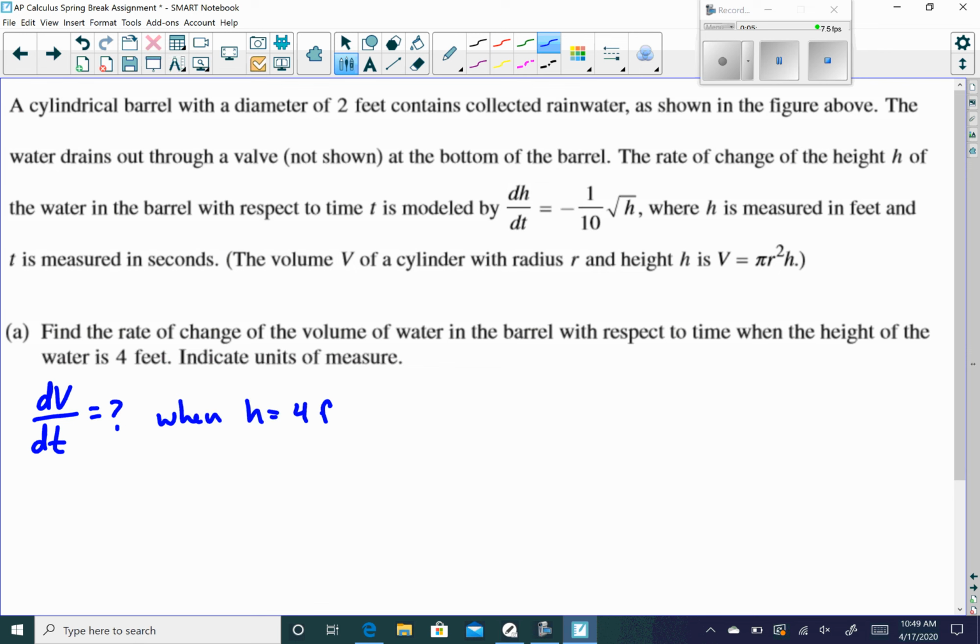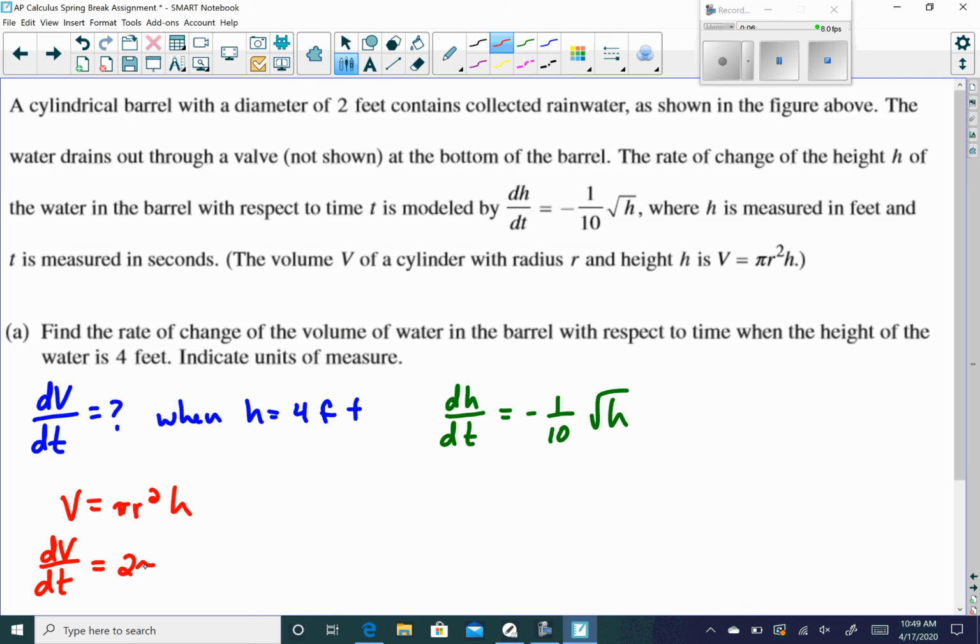So when h equals 4 feet, we are given, so writing out what we know, so we know that dH over dt is equal to negative 1/10 radical h. Again, that's going to be feet per second. So when we go to use the formula for volume, that V is equal to pi r squared h, and we go to differentiate this with respect to time, we do need to use the product rule here. And in doing so, let's say I do this with respect to r first, we're going to get a 2 pi r h times dr over dt plus, then we'll just get a pi r squared times dH over dt.